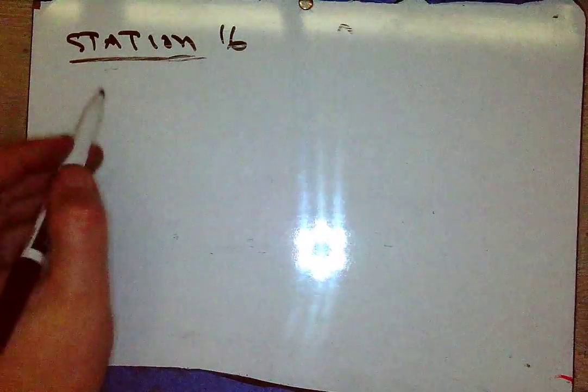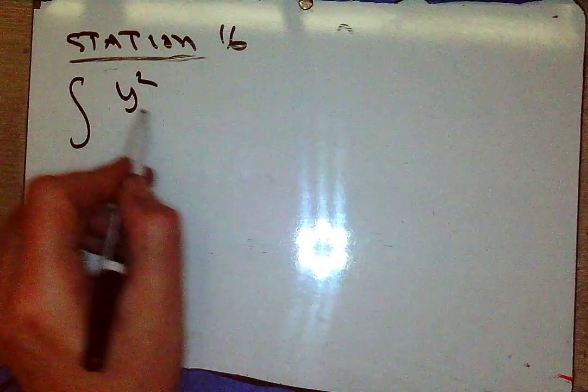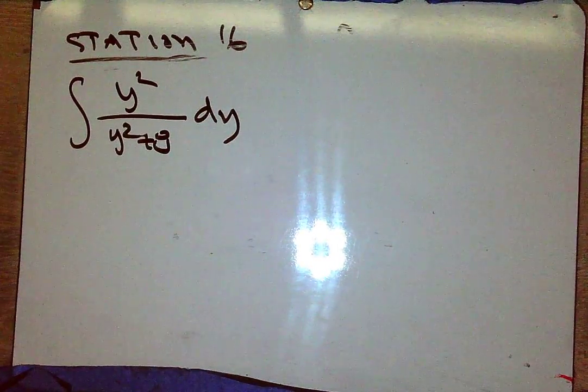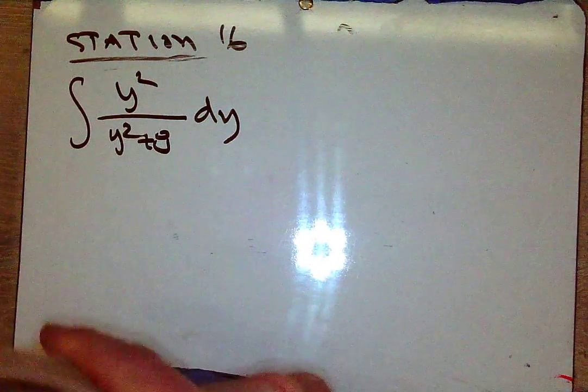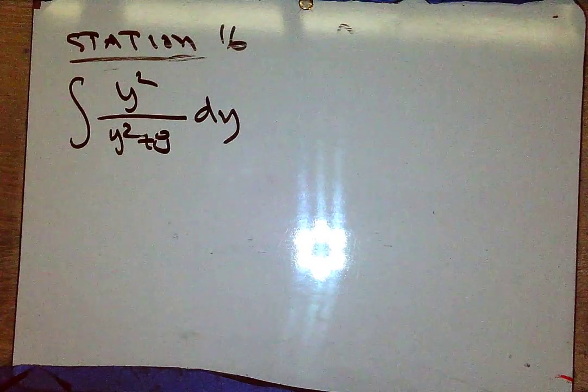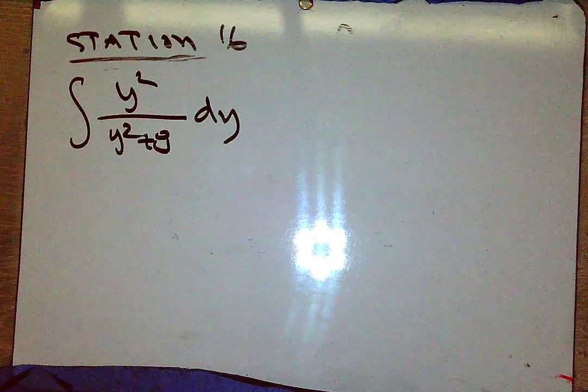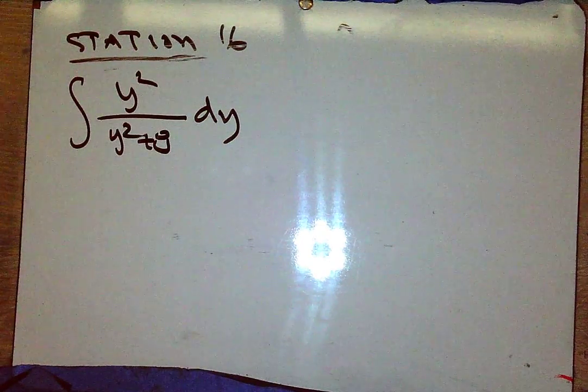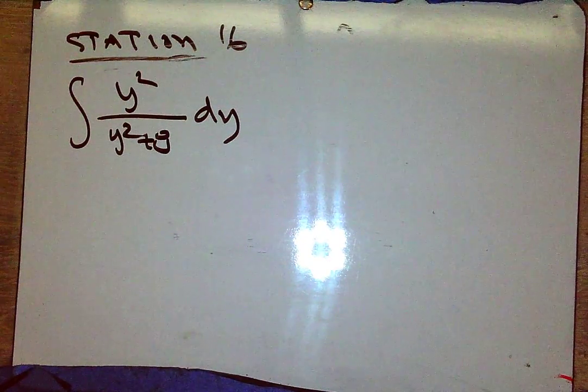Problem number 2, the integral of y squared over y squared plus 8 dy. So do you remember talking about improper integrals? When the degrees on the top and bottom are the same, what is it that I'm supposed to do? No, it's not a horizontal asymptote. I'm supposed to do long division.